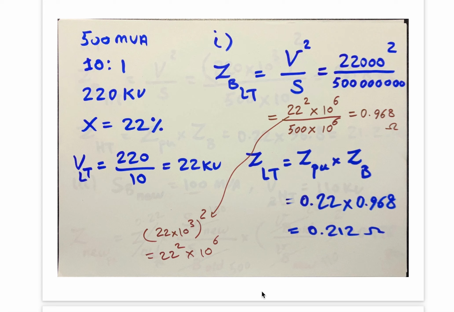There was a question about a transformer with 500 MVA capacity, the ratio 10:1, and 220 kilovolt on the high tension side or primary side, and the leakage reactance or the series impedance of the transformer of 20%. In the first question, we're asked to obtain the actual impedance on the low tension side. We need to firstly calculate the base impedance on the low tension side.